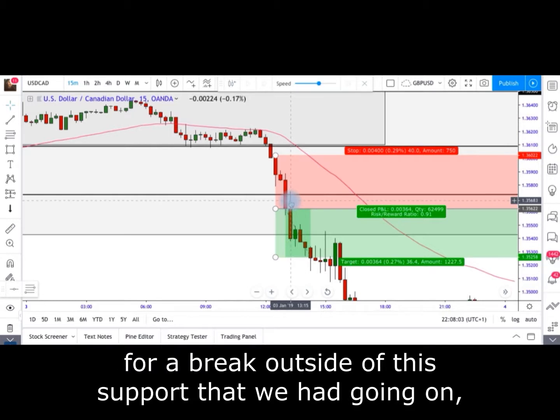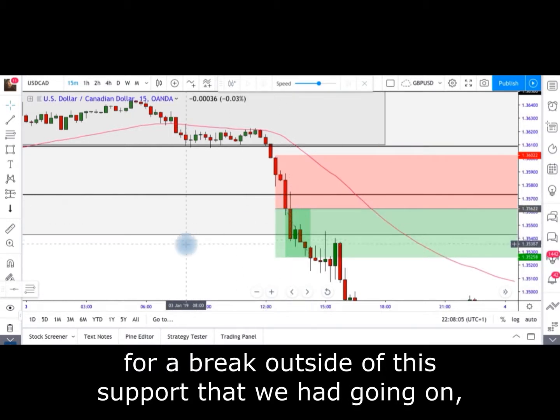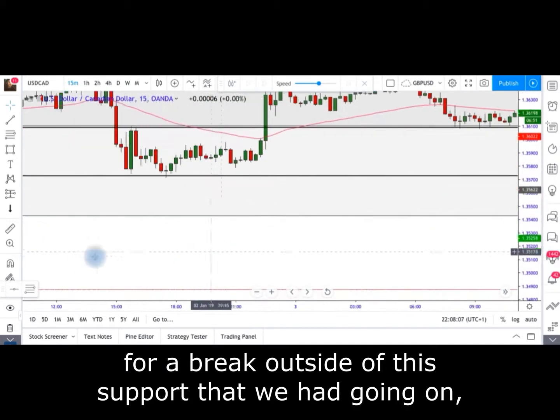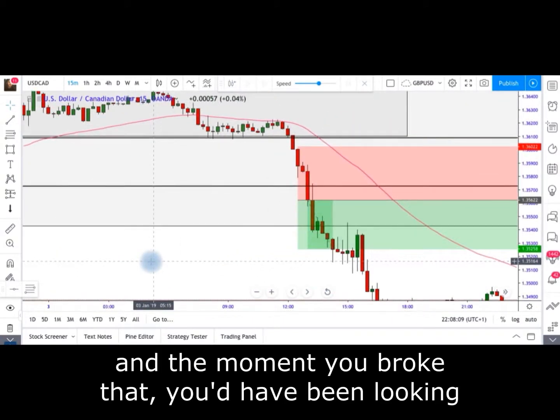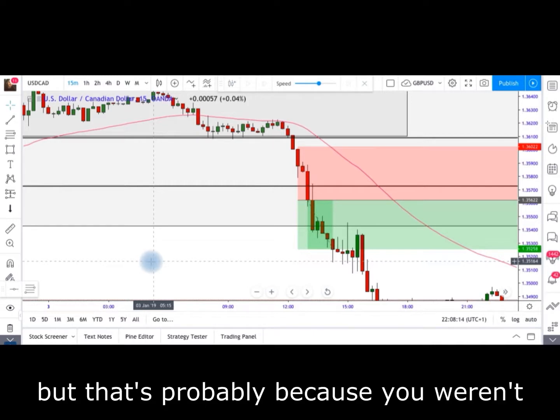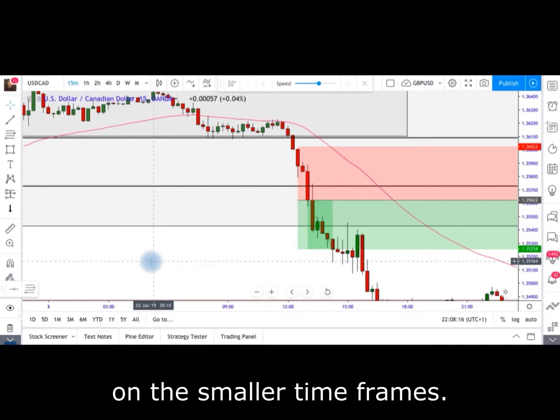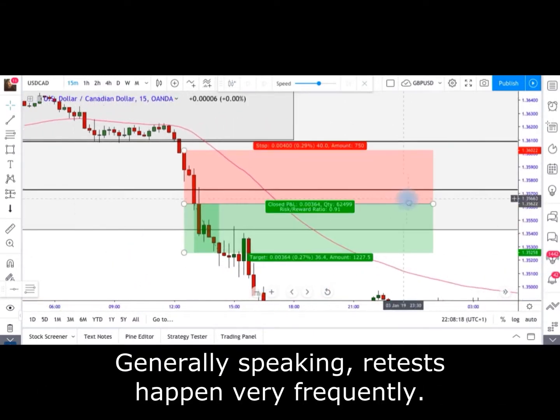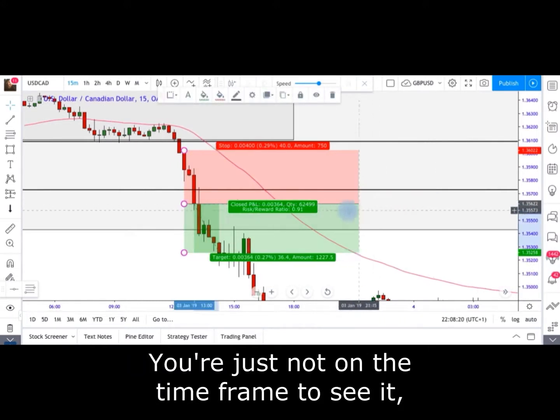On the hourly, the 4-hour, the 15 minute, you'd be looking for a break outside of this support that we had going on. And the moment you broke that, you'd be looking for a retest. Now, some people say, I didn't see a retest, but that's probably because you weren't on the smaller time frames. Generally speaking, retests happen very frequently. You're just not on the time frame to see it.